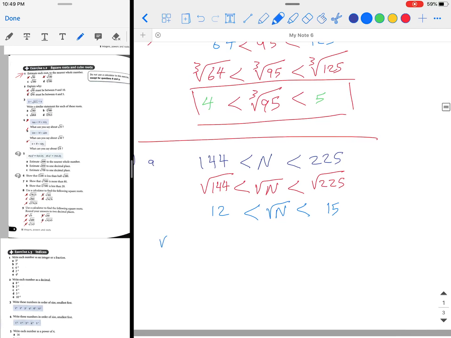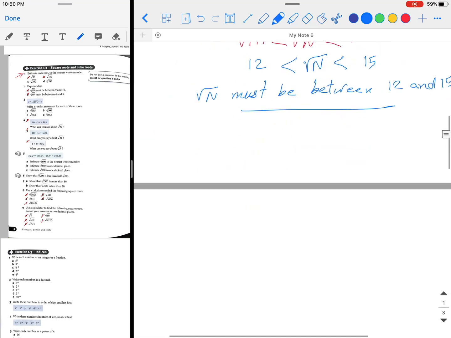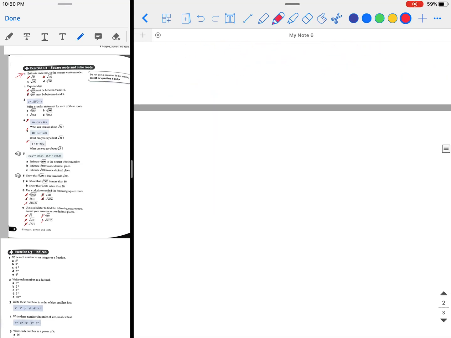So I can say that root n must be between 12 and 15. Okay, the same idea for letter B.